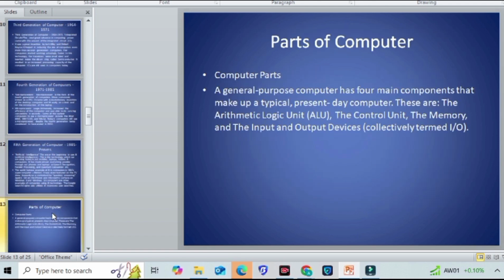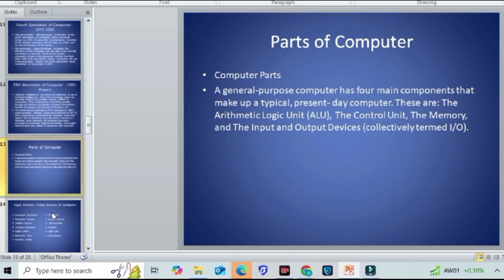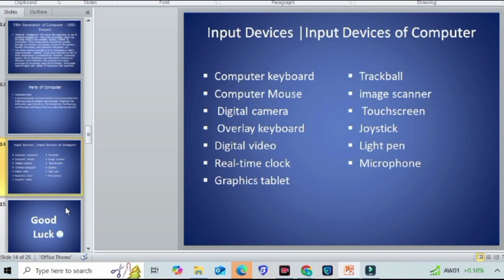Parts of computer. A general-purpose computer has four main components that make up a typical present-day computer. These are the arithmetic logic unit, ALU, the control unit, the memory, and the input and output devices, collectively termed input devices. Input devices of computer: keyboard, computer mouse, digital camera, overlay keyboard, digital video, real-time clock, graphics tablet, trackball, image scanner, touchscreen, joystick, light pen, microphone.